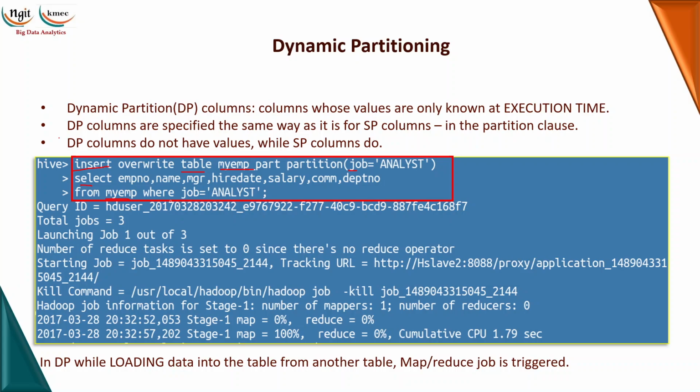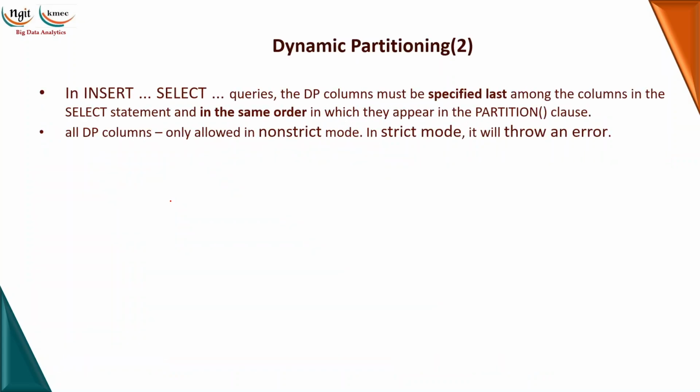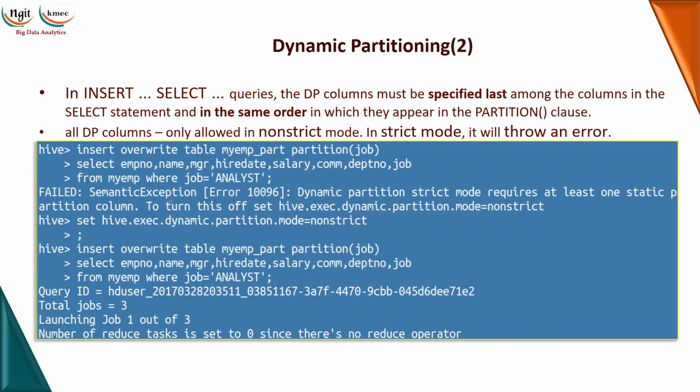So what we have to do is make it completely dynamic partitioning without mentioning the job name. Simply you can observe that in insert overwrite table, we are giving just the partition column name, we are not giving more than that. And select all these, and then it will be created. Only the thing is, it will fail because we have not set the dynamic partition mode.